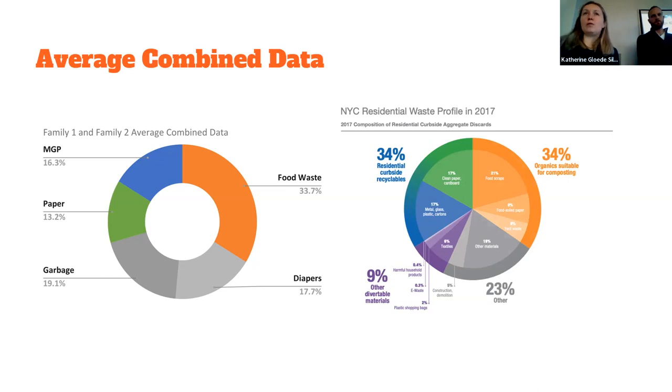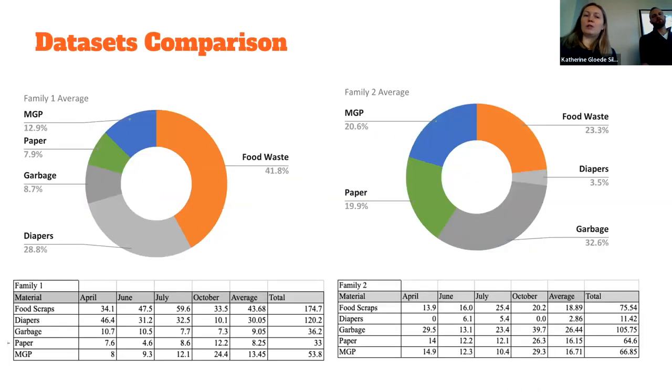About a third of the waste produced in our households is accounted for by food waste. Another third is represented by recyclables, and approximately a third is garbage. So this is the average data. And if we look at it more individually, you can see the differences. On the graph on the left, the orange part is much larger. It's almost twice as large as for family two. That's just how much food waste was produced.